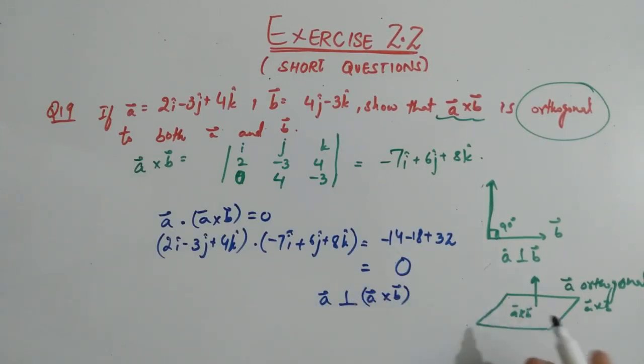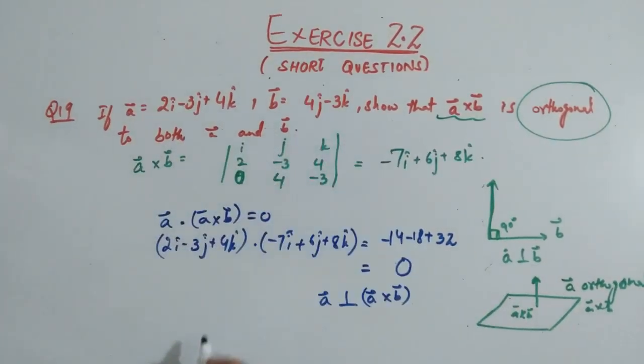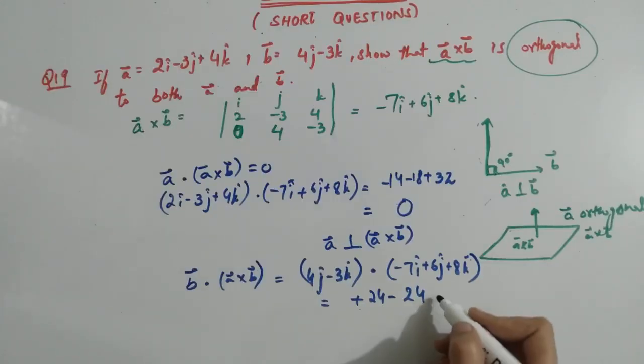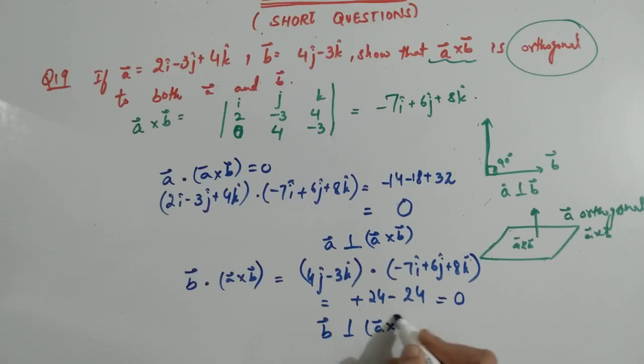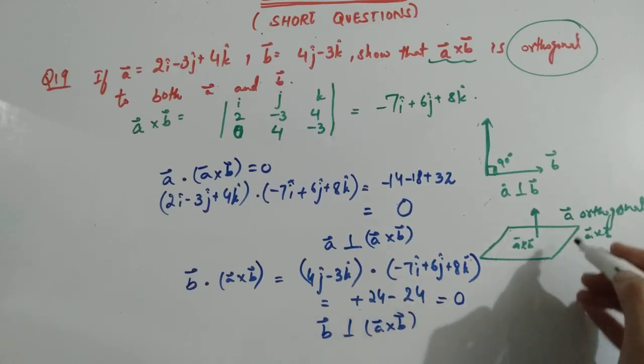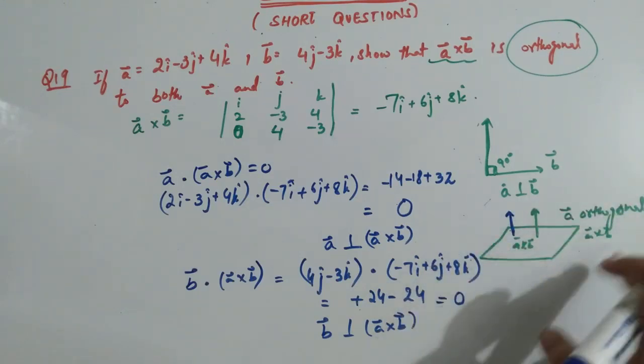Okay, now similarly you have to prove that B is also orthogonal to A cross B, which is B dot A cross B is 0. You have to prove this. You will see that the dot product of B with the plane A cross B is also 0. It is proved that B is also perpendicular to the plane A cross B, that is orthogonal to this, that is A and B are both orthogonal to this plane A cross B.